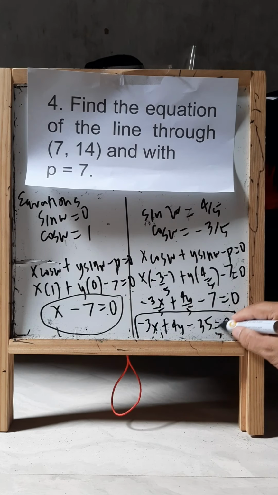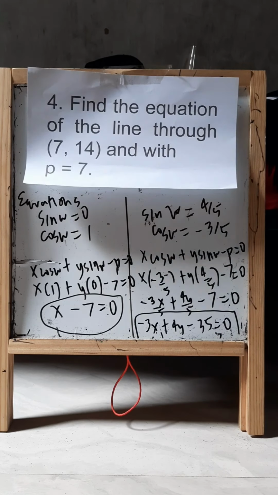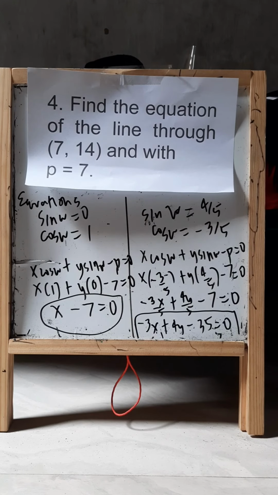Okay. So these are now the two equations of the line passing through (7, 14) and with p equal to 7. So that ends our discussion on normal form.